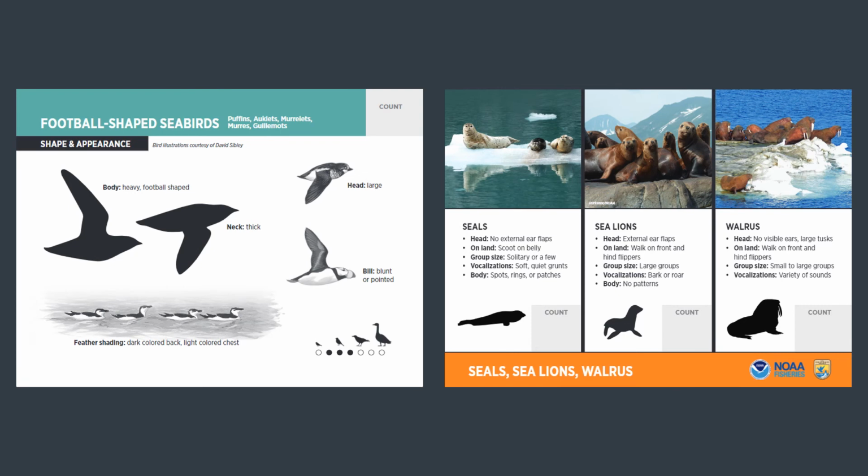For bird groups in the aid, you can write the total number of animals you observe in the upper right corner of the page. For marine mammals, the total can be recorded in the bottom right of each group description.